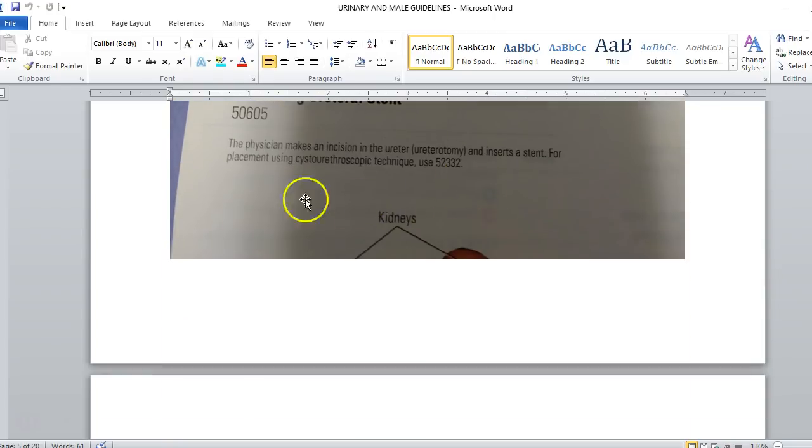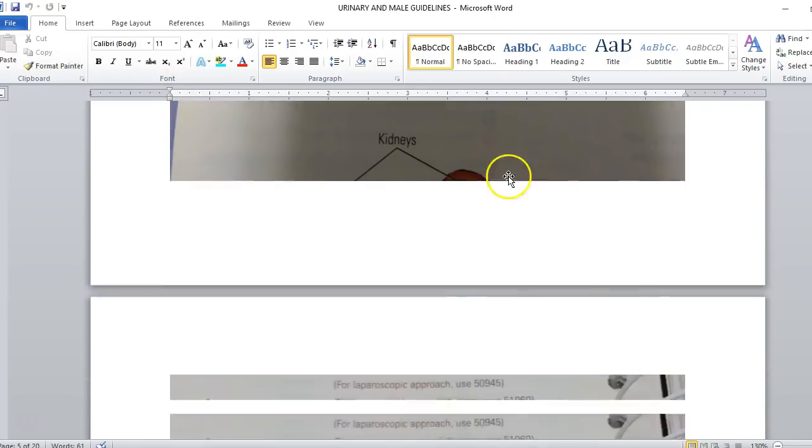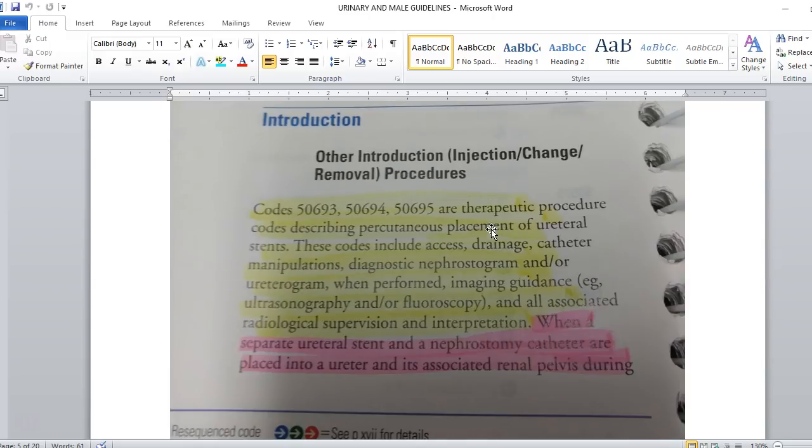So again, we have some pictures of the indwelling stent on the bottom of page 346. So it's directly to the left here. And again, you can see that the top of the catheter or stent stays in the renal pelvis and the bottom stays in the bladder so that we can have access from point A to point B.